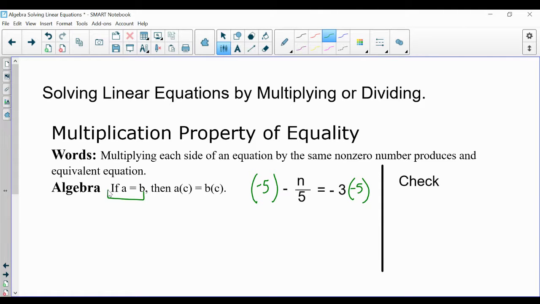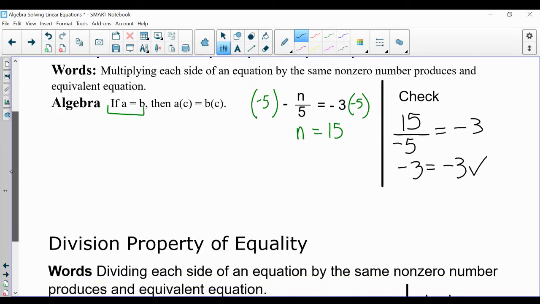So this is the multiplication property of equality. Then I have n is equal to a positive 15, because a -3 times a -5 is a positive 15. So I'm just going to check it. I'm going to put my positive 15 where the n is, and then put that negative sign with the 5 is equal to a -3. So we have a positive 15 divided by a -5. So that is a -3. Therefore, it checks.